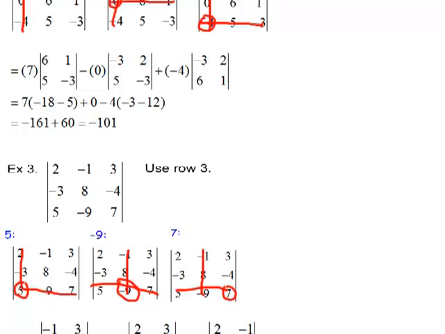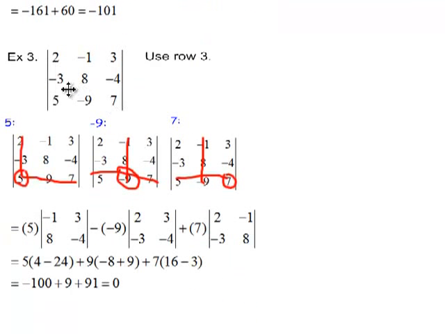Okay. Example number 3, using the third row, 5, -9, 7. Cross out the first column, third row, so the submatrix will be -1, 8, 3, -4. -9, cross out third row, second column, you get 2, -3, 3, -4. 7, cross out the third row, and 7 actually should be the middle column. So wait a second. Just fix it. So 7, you cross out the third column's last row, so you get 2, -3, -1, 8.